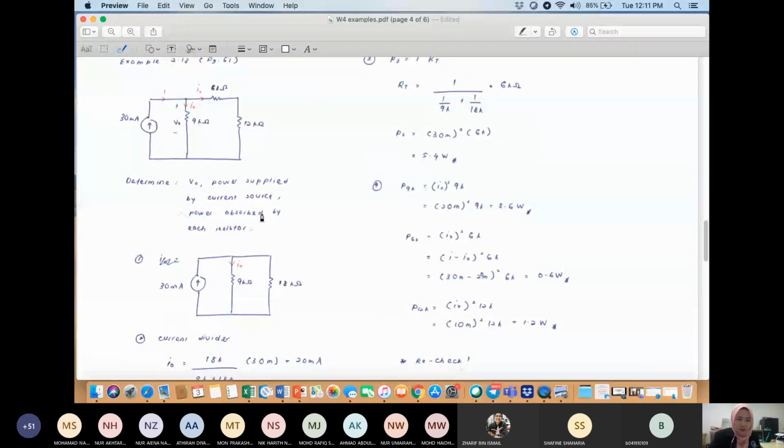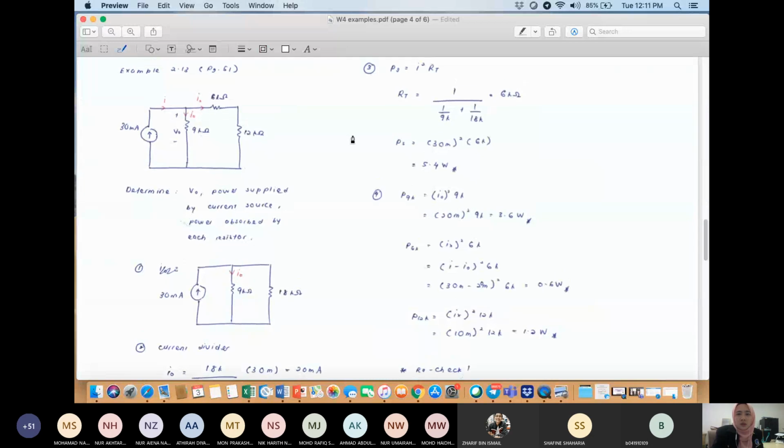Lastly, the question asks you to calculate the power absorbed by each resistor. So you have 3 resistors. The first one, I want to calculate P at 9 kilo ohm, using the formula I squared R. So P at 9K is equal to I naught squared multiplied by 9K, because the current that flows here is I naught. So I naught is 20 milli, multiplied by 9K, so you get 3.6 watt.